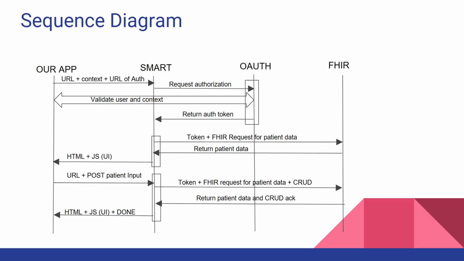In case of post, we have the URL and the post patient input given to the Smart by our app, which will then use the authentication token and the request for the patient data along with the post request, which is fired to the FHIR server. The FHIR server will in turn return us the patient data and the acknowledgement for the CRUD action. The Smart will help us provide this information to our app using the HTML and JS.